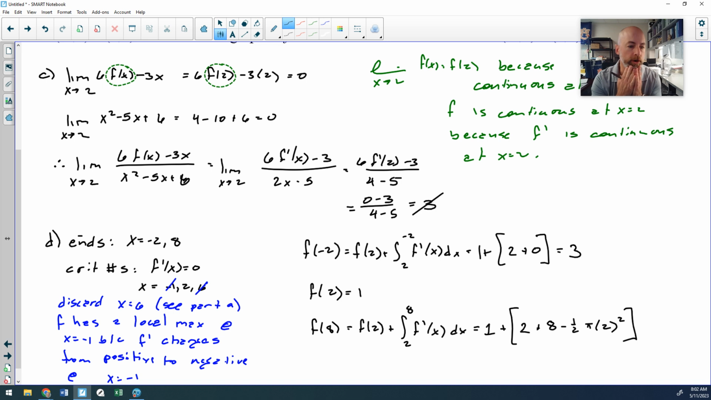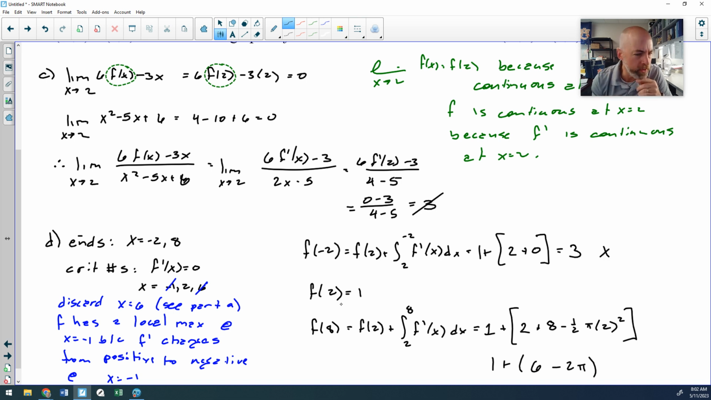I'm looking for the absolute minimum. 3 is larger than 1. Now what I have to do here is figure out what is going on with 2 plus 8 minus half of pi r squared. I do need to clean that up. So that's 1 plus 6 minus 2 pi. And all I have to do is enough work to determine whether that value is less than or greater than 1. I can already throw 3 out. 3 is not my absolute minimum.